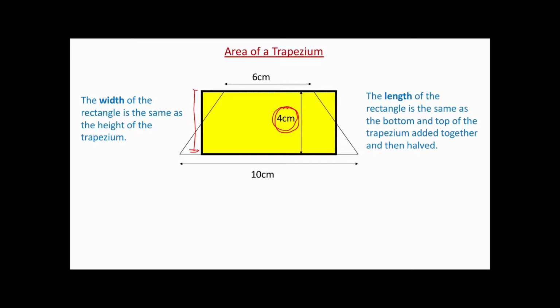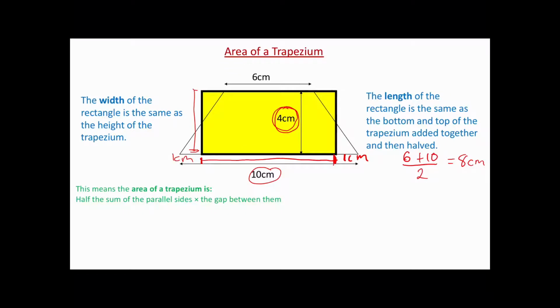And it also turns out that the length of our rectangle, which isn't that 10 centimeters, but in fact this in here, is the same as the bottom and top of the trapezium added together and then halved. So 6 plus 10 divided by 2 gives me 8 centimeters. And we were expecting 8 centimeters because on our last slide, we had these little bits here labeled as 1 centimeter. So if I have 10 centimeters and I take away 1 and then another 1, I'm left with 8.